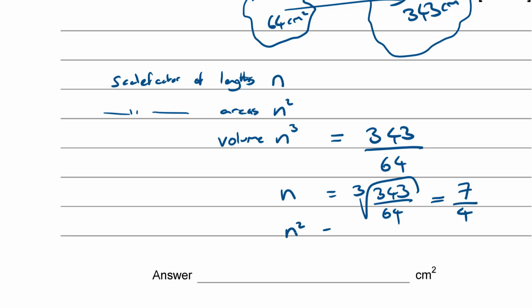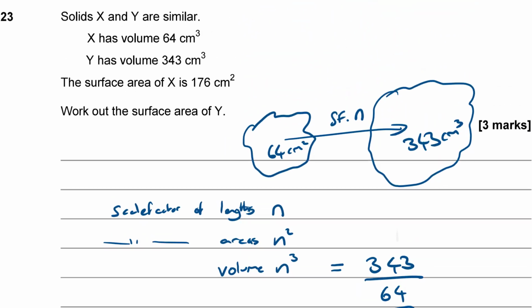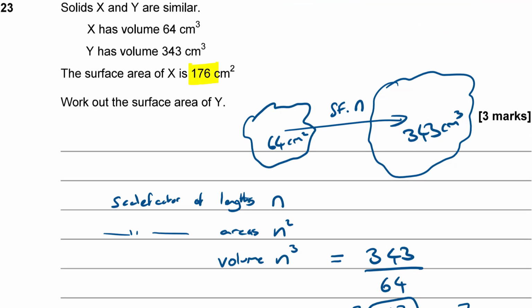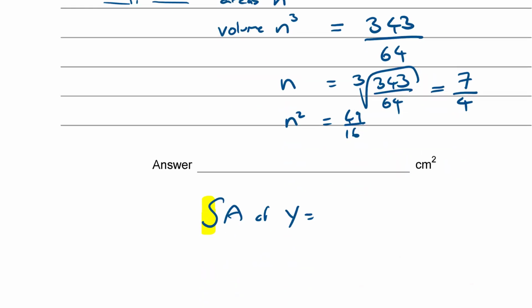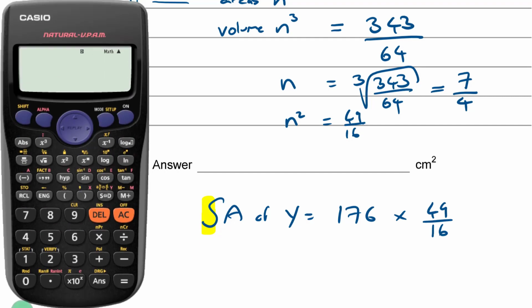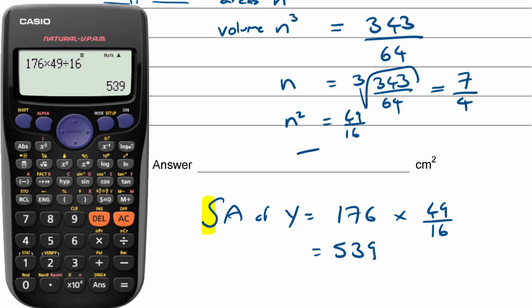So n squared is the scale factor of their areas, or even including surface area. Any two-dimensional area that is the same on both objects will be in this same ratio. Squaring 7 and 4, I'm going to get 49 over 16. That is the scale factor from the small surface area to the large surface area. Now we were given the small surface area, 176. So the surface area of Y is going to be the surface area of X, which is 176, times our area scale factor, 49 over 16. Grabbing the calculator, 176 times 49 divided by 16 comes out to be 539. So that's my answer, 539.